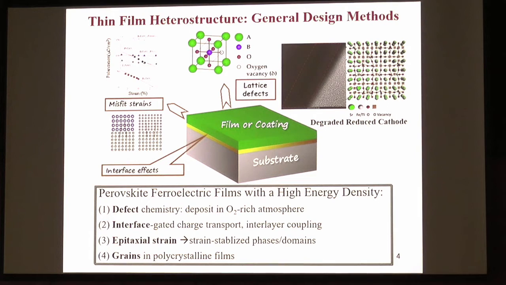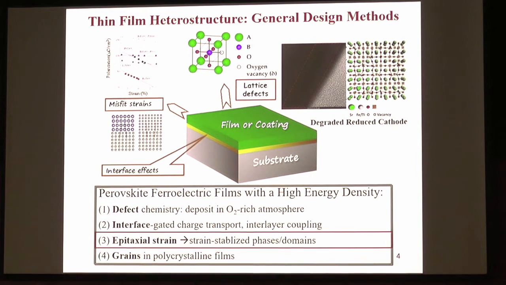First of all, you have to control the defects in the film. Otherwise, you get a very leaky film. You have to think about the interface as a gate to control the charge transport. And in epitaxial films, you can use strain to create all kinds of nanostructures. And lastly, the grains in polycrystalline films also play a very important role. The grains and grain boundaries: how do you engineer them to give you the best available property?